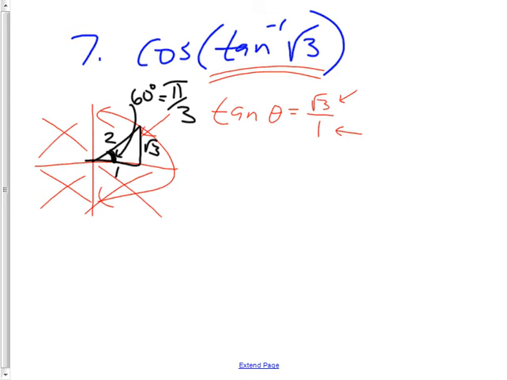Now I can look at the outside. Cosine of, what did I just figure out? Pi over 3, also known as 60. Does that have any restrictions on like where I can do inverse and all that stuff? No, this is a normal function. This is just cosine. So I don't have to follow that rule now.